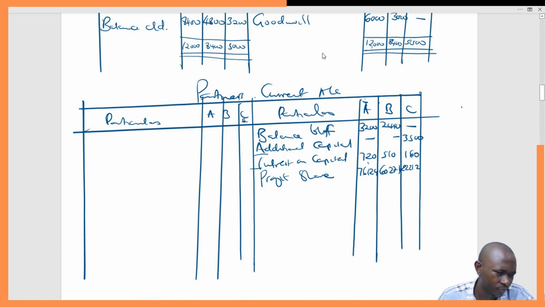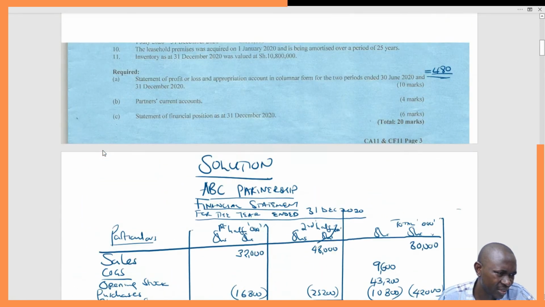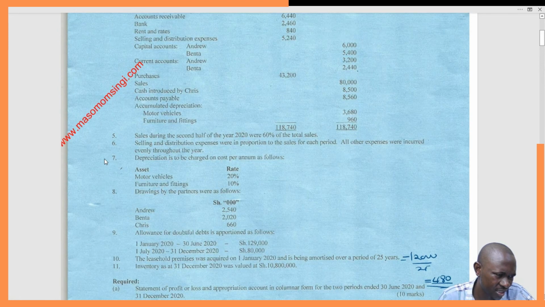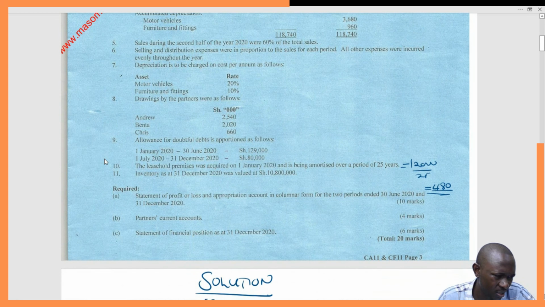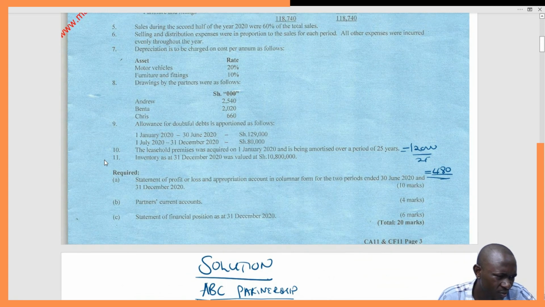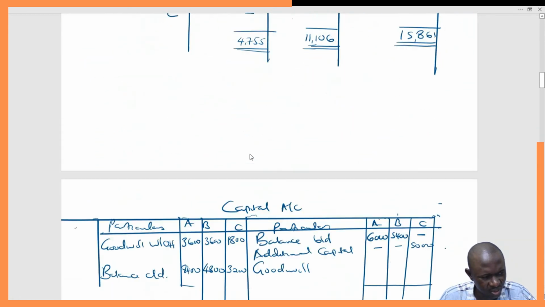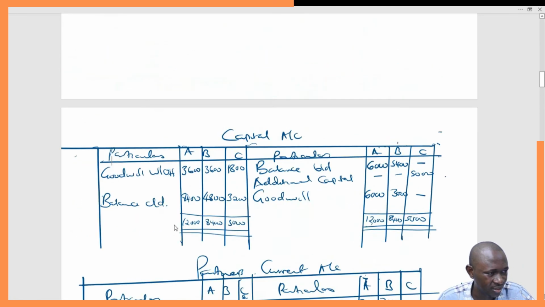Okay. So then, what do we have on this other side? I saw something like drawings. Drawings reduce their wealth in the business, so all the drawings will have to be included there. The drawings were 2540, 2020, and 660. So I'll simply come here and say drawings. Drawings affect partners' current accounts, not capital accounts. How much were those figures again? They have just disappeared.